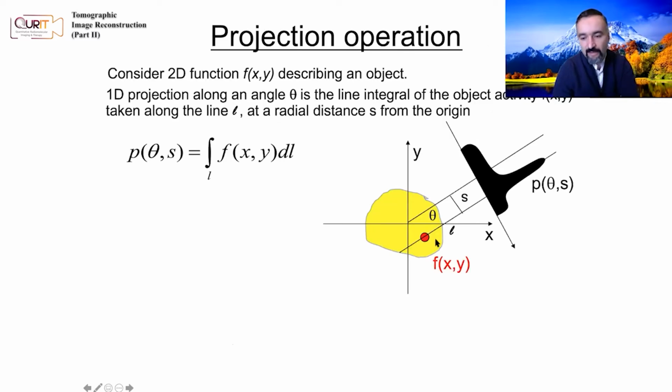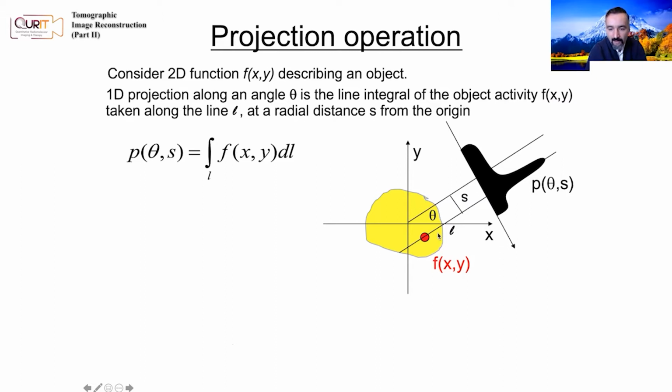And think of a projection. Here's a line integral through the subject. This is a 1D projection at an angle theta of the object activity. So basically, you're taking a line integral through this 2D function.